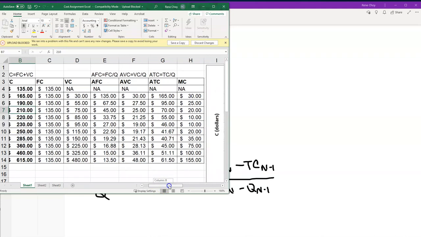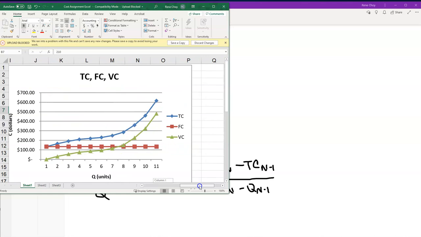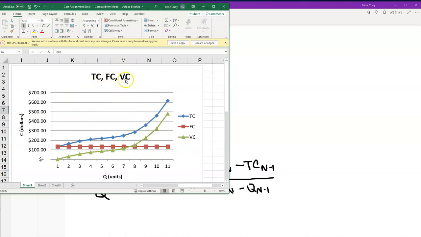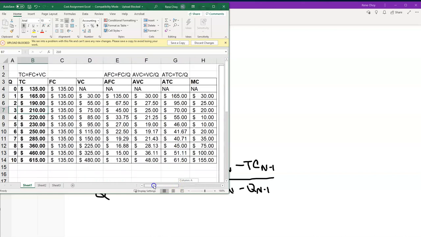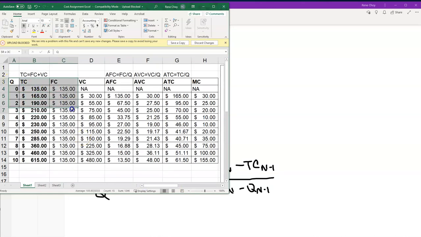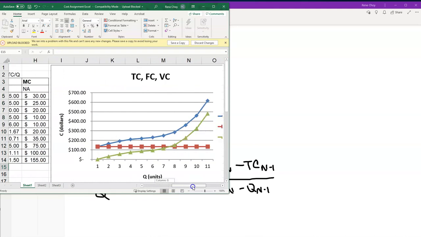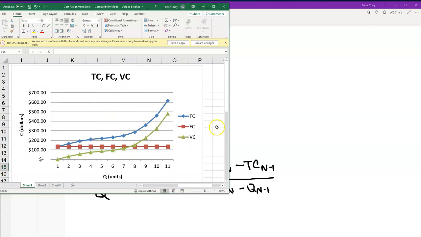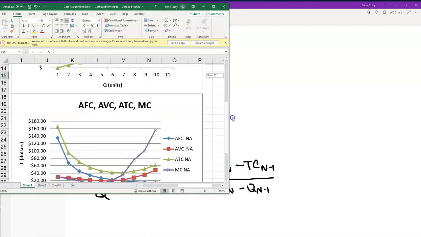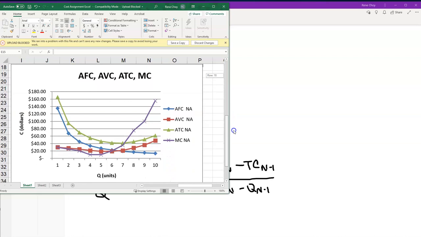Alright, so here's what the graph would look like if you're graphing the total cost, fixed cost, and variable cost compared to Q. In order to come up with this graph, what I basically did is I took this here and I graphed them, with Q being on the horizontal axis and the costs being on the vertical axis. Now, to look at the per unit cost, this is a graph of the per unit cost.